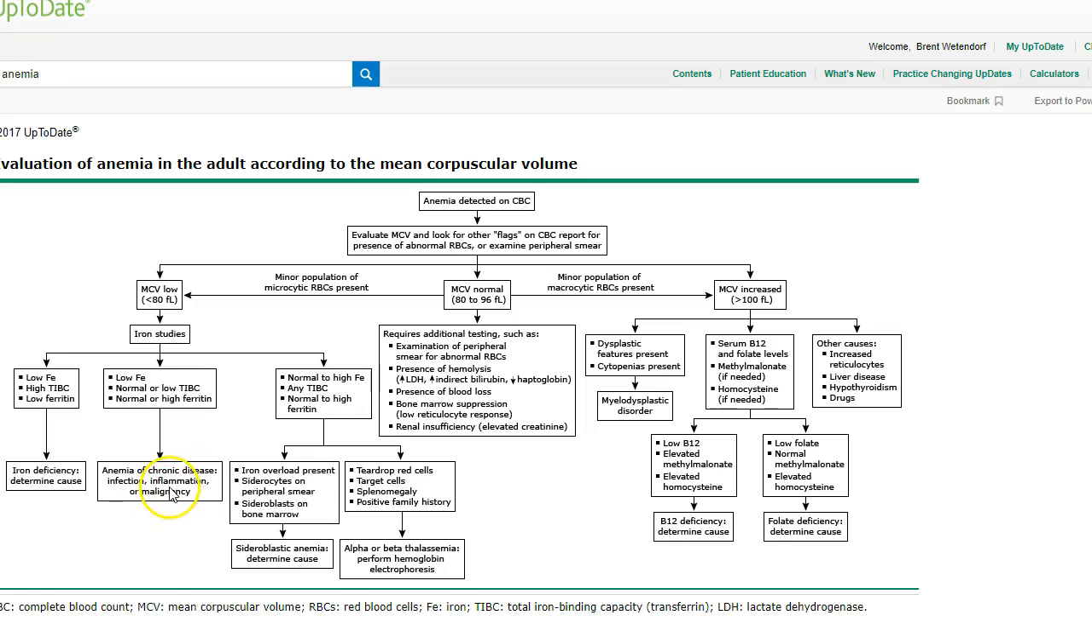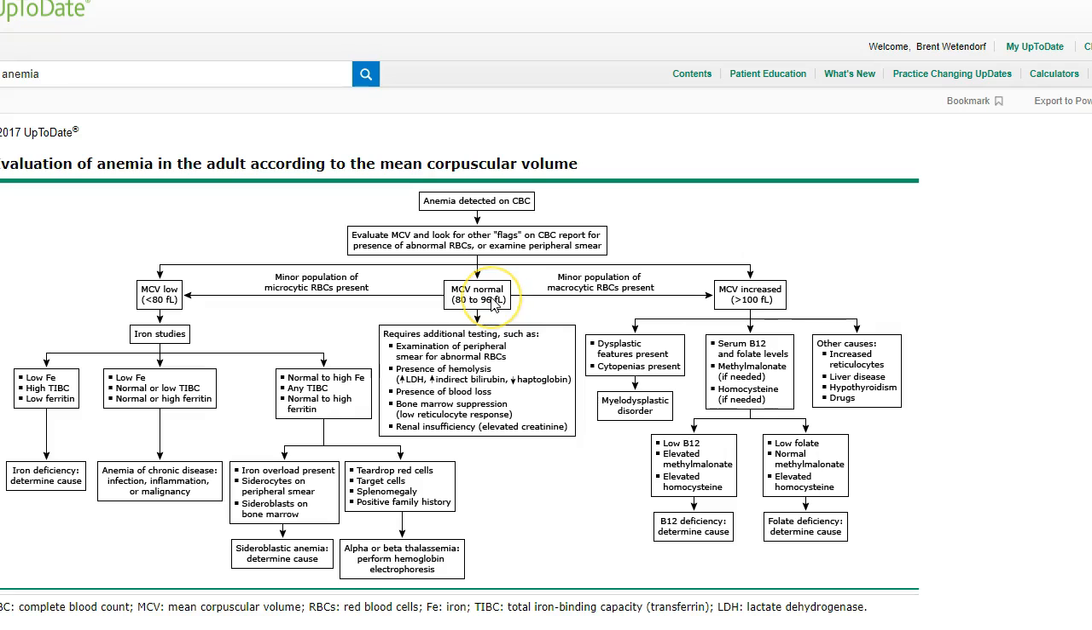Or it could be infection, inflammation, and malignancy. And then finally, lastly, over here, if you have a normal or high iron level or normal to high ferritin, then you start looking at sideroblastic anemia. I didn't go into much detail about that. You can read briefly on that. This is very uncommon. This is not fun stuff. Or you could possibly have a thalassemia, and again, you're going to check that electrophoresis to find out.